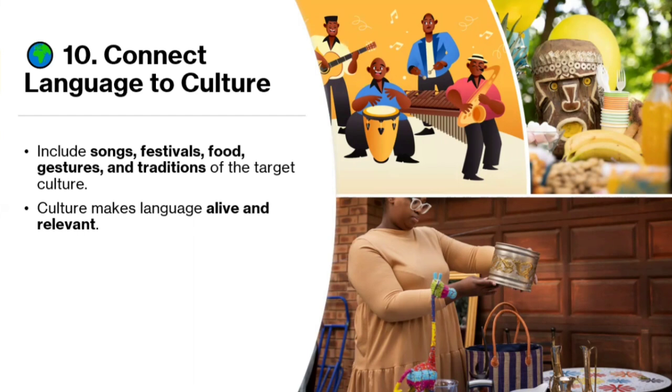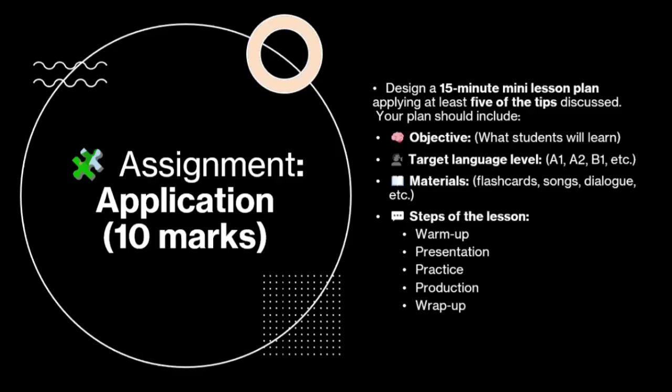Thank you. And at this point, I have this assignment for you. It is a 15 minutes assignment exercise. You are to prepare a mini lesson plan applying at least 5 of the tips discussed. Your plan should include what students will learn, which is your objective, the target language level, is it A1 beginner, A2 intermediate, B1, B2, C1, or C2. Think of the materials you want to use and also the steps in the language.